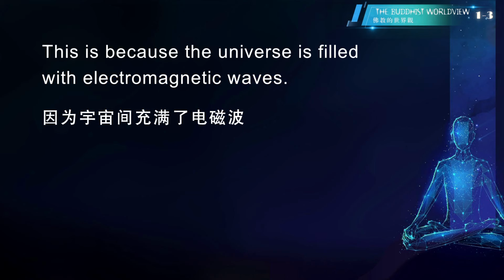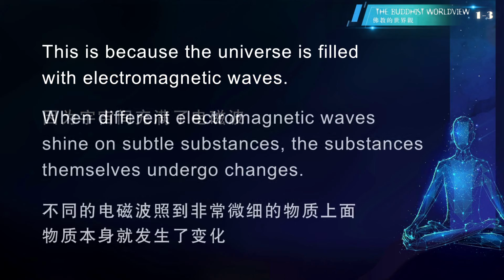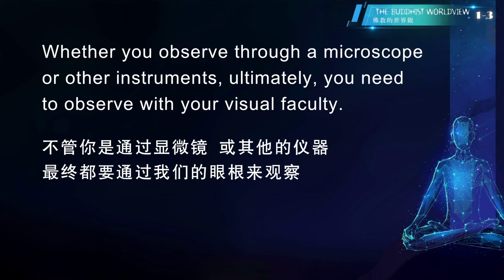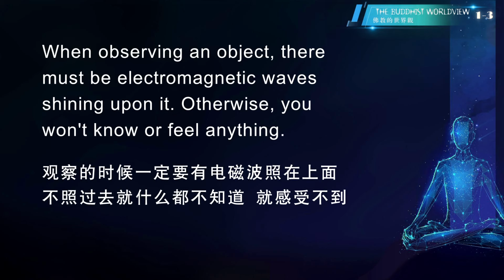This is because the universe is filled with electromagnetic waves. When different electromagnetic waves shine on subtle substances, the substances themselves undergo changes. Consequently, the results we observe will change because our observation ultimately relies on electromagnetic waves. Without electromagnetic waves, we cannot see anything. Whether you observe through a microscope or other instruments, ultimately you need to observe with your visual faculty. When observing an object, there must be electromagnetic waves shining upon it. Otherwise, you won't know or feel anything.